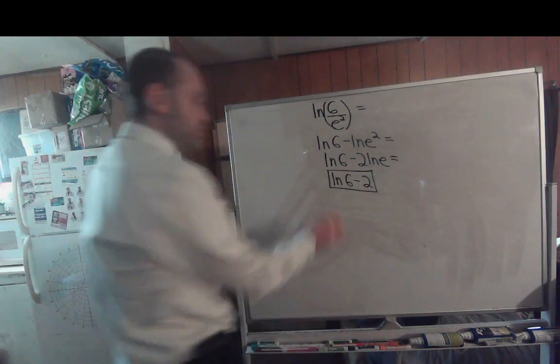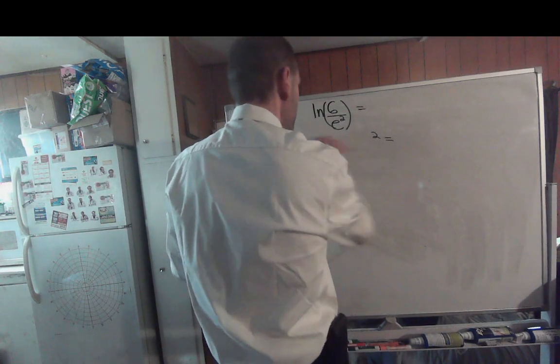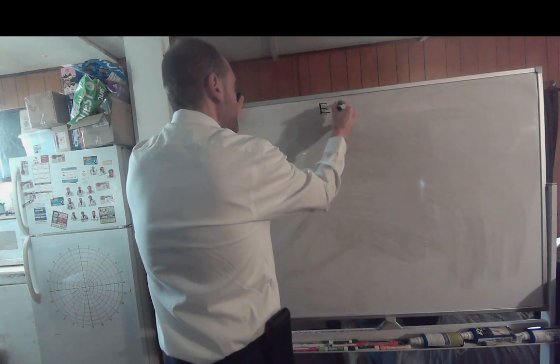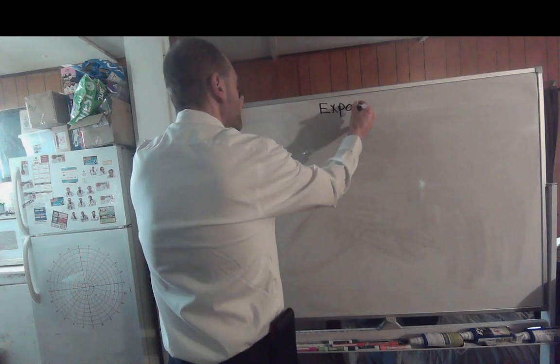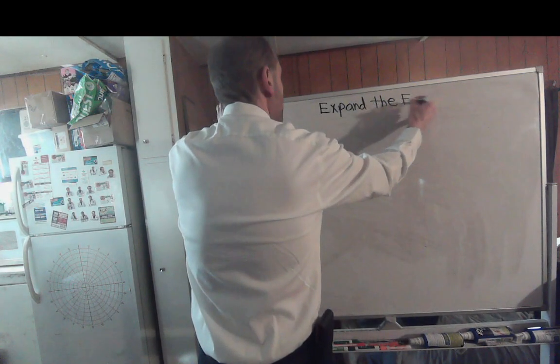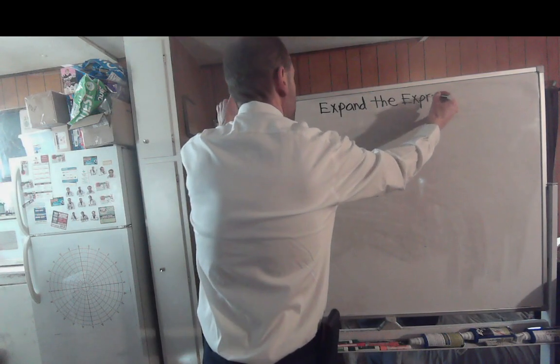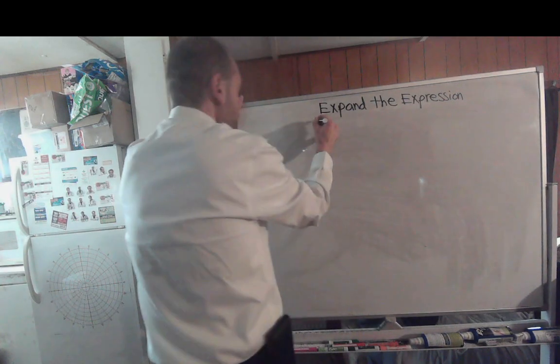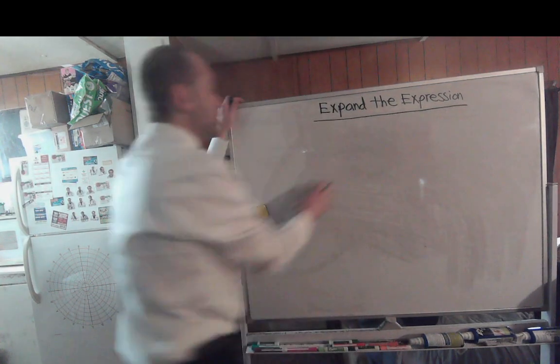So that's how you do this with numbers. We're going to expand some variable expressions. So we are going to expand the expression. Then after these exercises, we'll do some condensing. We'll work in reverse. So we're going to expand the expression here.